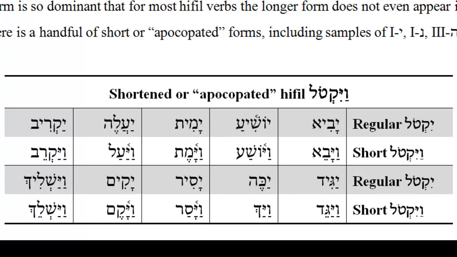Yamit, vayamet. Ya'aleh, vaya'al. Here we have lost the final syllable entirely, resulting in vaya'al. Yakriv, vayakrev. There we find the tzere taking over in place of the hirik yod. And now the second group. Yagid, vayaged.